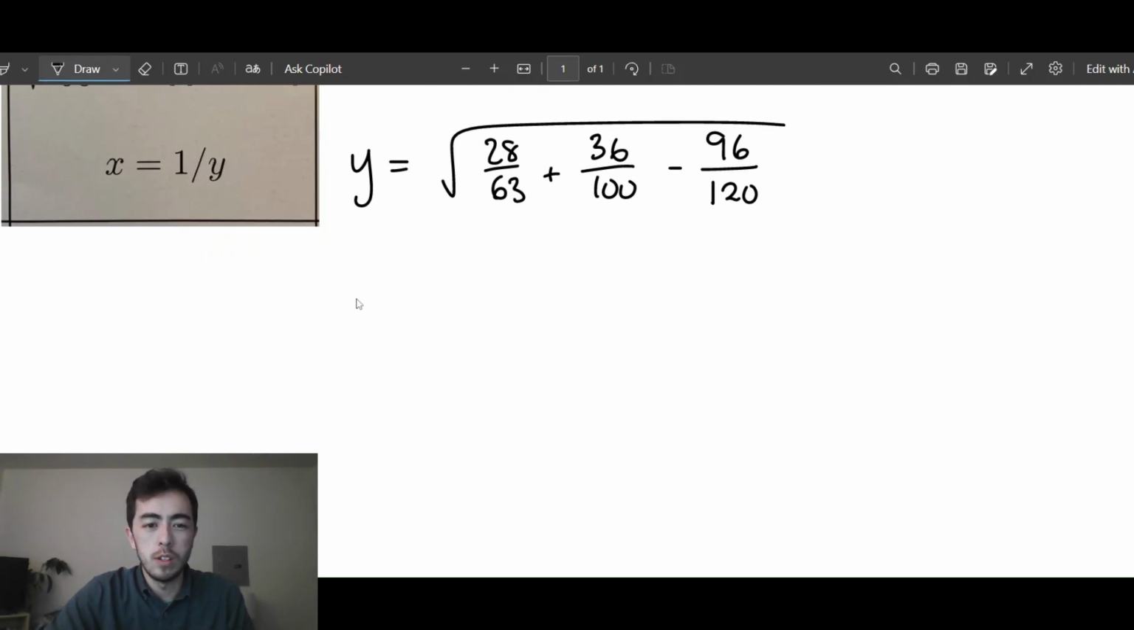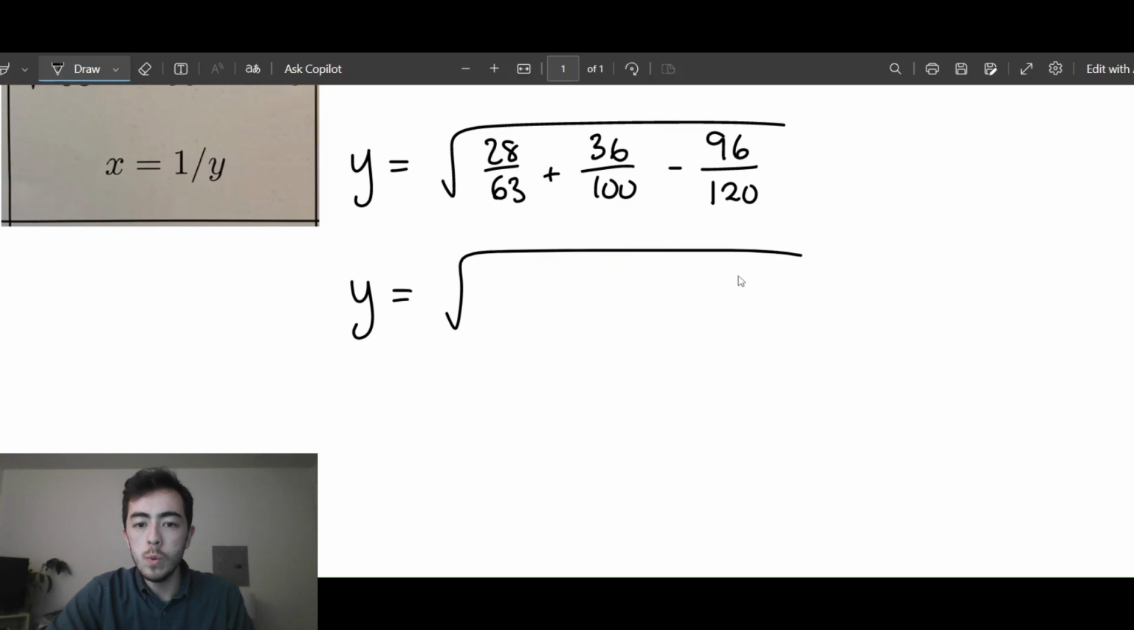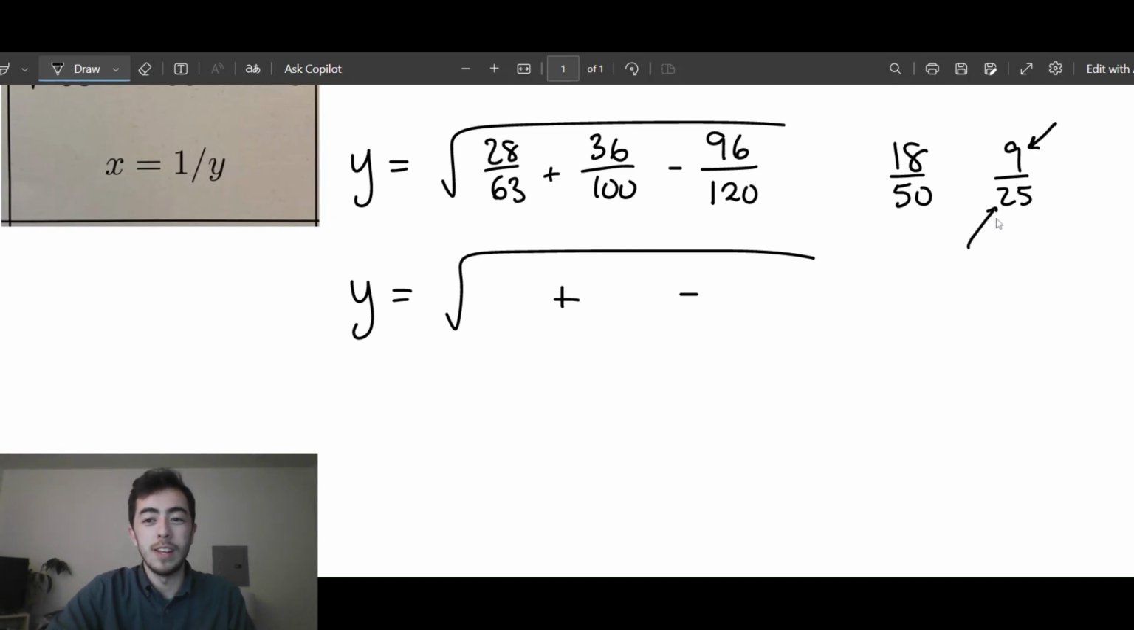So let's try to do that. Well, with the middle one, both numbers are even, so I could divide both by 2. So I'll get 18 over 50. I could do the same thing again, right? That's 9 over 25. And then now I don't have any shared factors on the top and bottom. There are some 3's hiding up in here and some 5's down in there, but nothing in common.